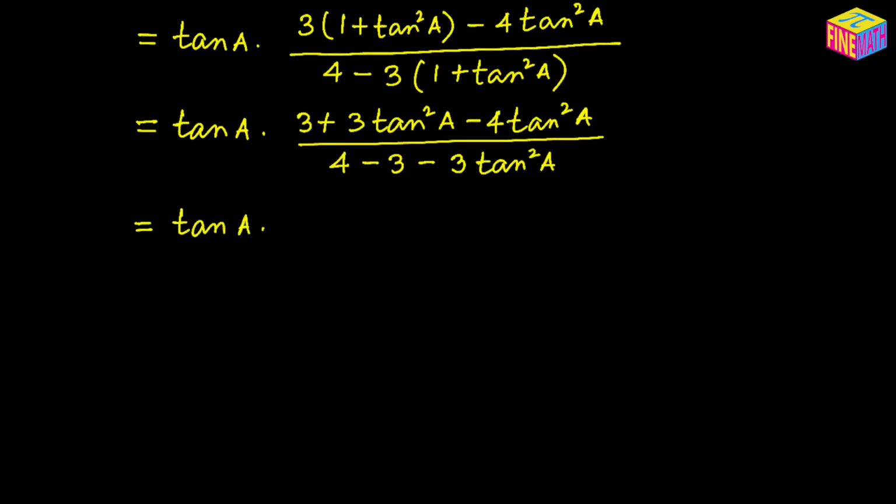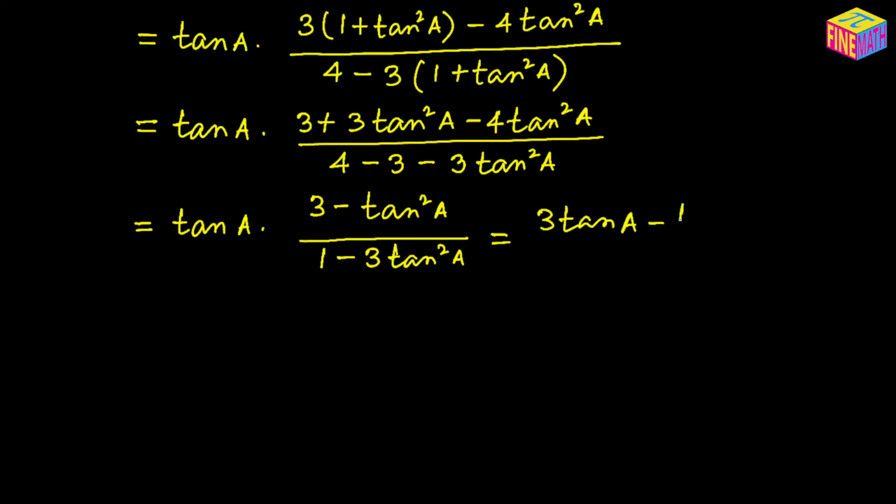and this can be written as tangent of a times, let's look at the fraction. In the fraction, in the numerator we have 3 minus tangent square of a, and divided by 1 minus 3 times tangent square of a, and now if we multiply the tangent of a with the numerator, that would be 3 times tangent of a minus tangent cube of a, whole divided by 1 minus 3 times tangent square of a, and that is the value of tangent of 3 times a.